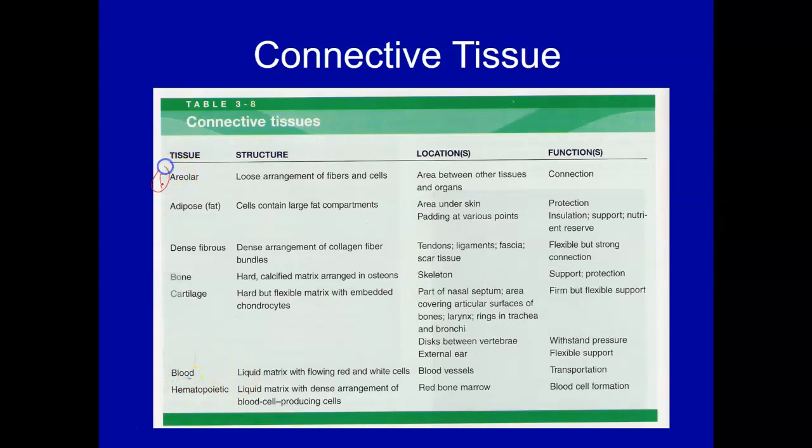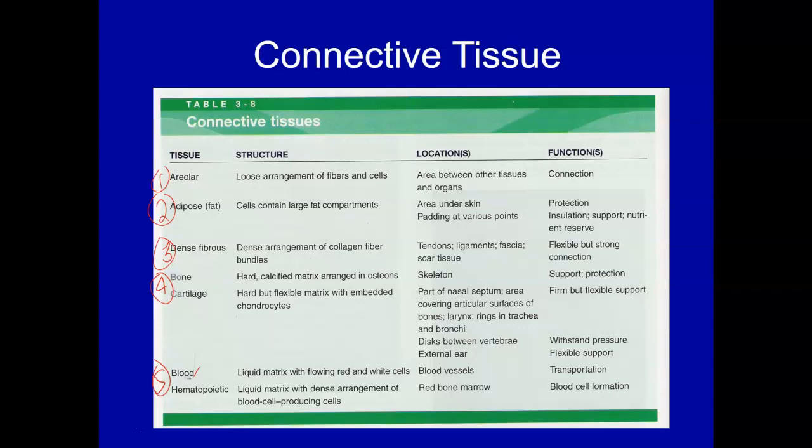So we have areolar, number 1, adipose, number 2, dense fibrous, number 3, bone and cartilage, number 4, and blood slash hematopoietic cells. So blood consists of a couple different elements, a liquid element, which is the plasma, and then the cellular element, which are the red and white blood cells, plus other little cell fragments that are used in clotting. But basically the idea is blood is a liquid matrix with cellular components.